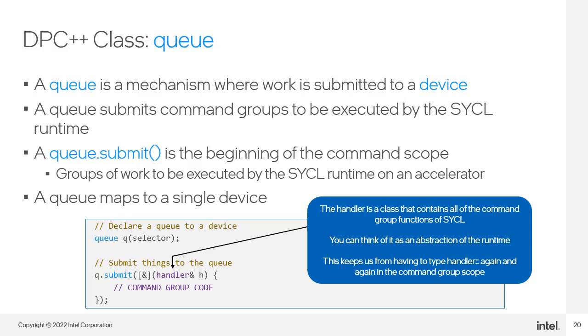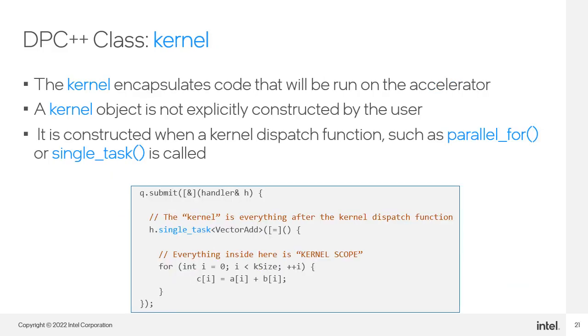In the example code, we have declared a queue to a device with the selector and initiated the command group scope using the queue.submit command and capturing the handler class by reference using the Lambda function. The handler class contains all the command group functions of SYCL. Next, we will discuss the DPC++ kernel class. The kernel, as we mentioned previously, is all of the code that we want to send off to the accelerator device for acceleration.